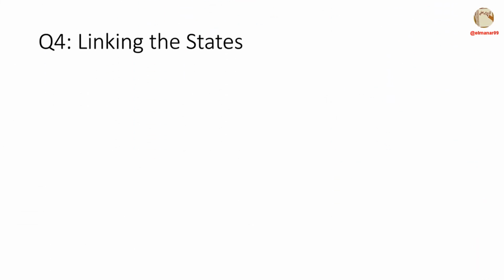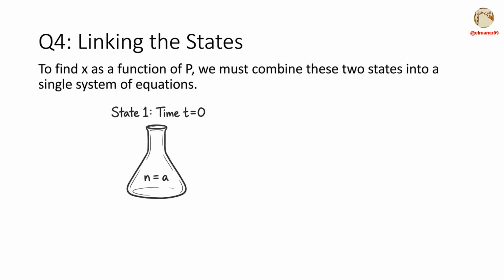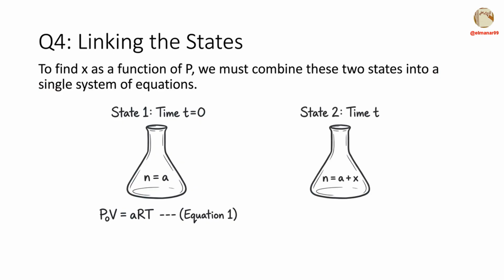Question 4. Linking the states. This is the most elegant part of the process. We have 2 snapshots of our system. State 1, time t equals 0. Pressure is P0 and moles N equals A. State 2, time t. Pressure is P and moles N equals A plus X.